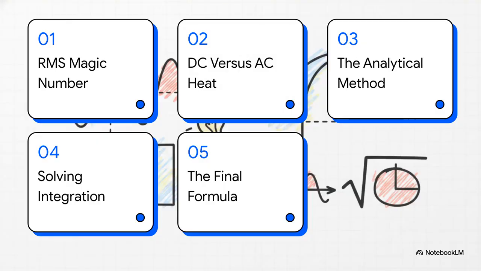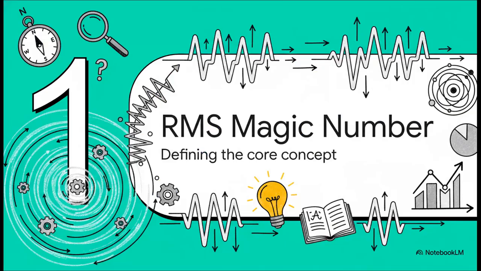Okay, so here's our analytical roadmap. First up, the RMS magic number. Then, DC versus AC heat. Third, the analytical method. Fourth, solving the integration. And finally, number 5, the final formula. Let's dive right in. Section 1.